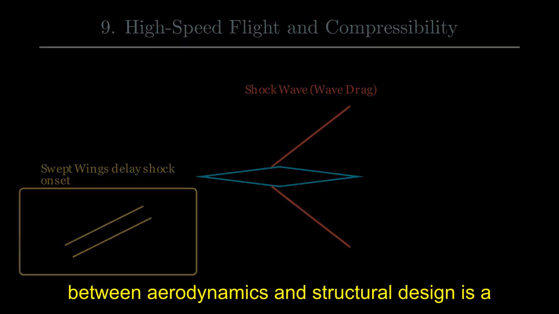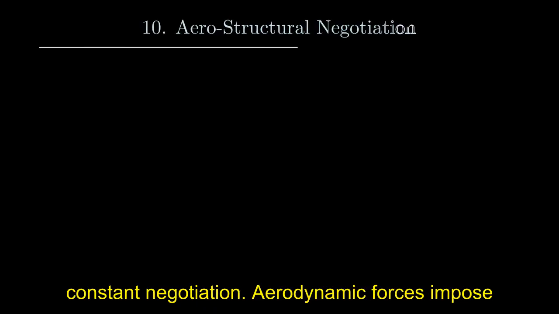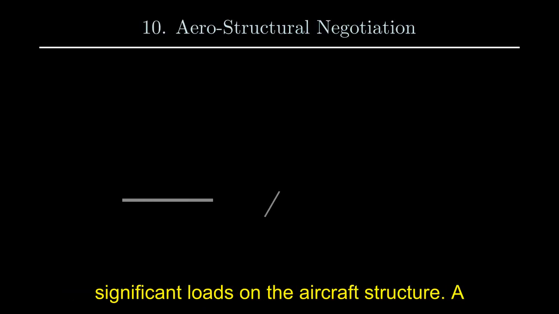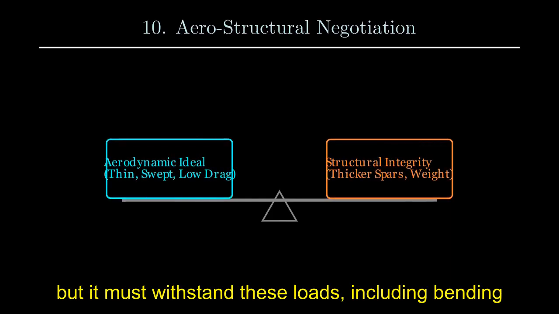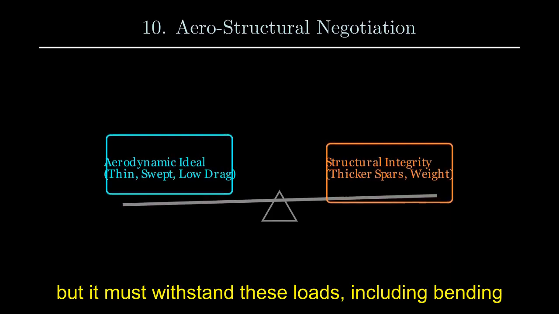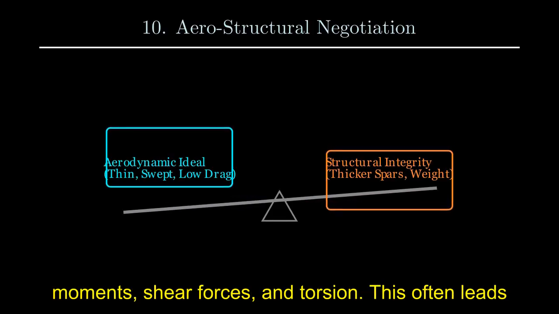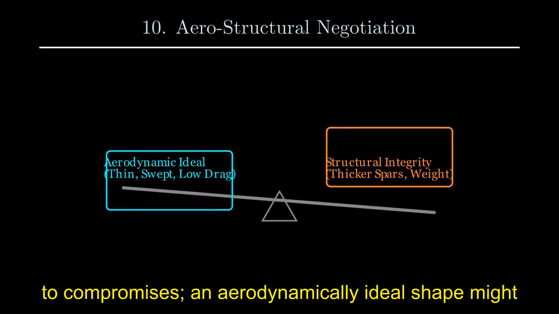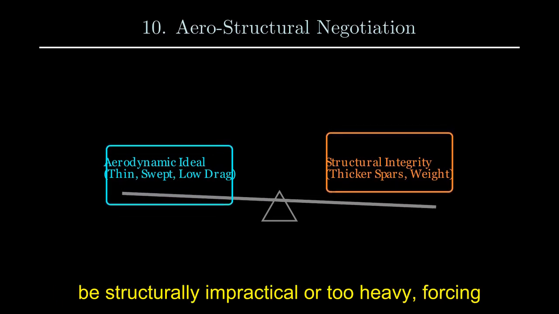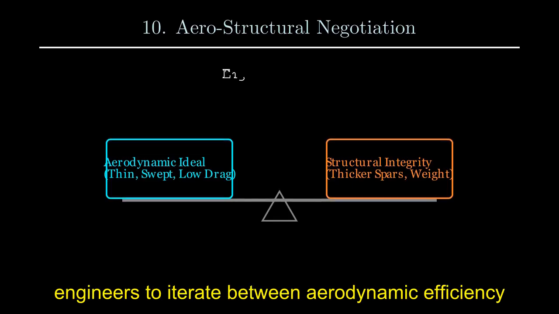The interaction between aerodynamics and structural design is a constant negotiation. Aerodynamic forces impose significant loads on the aircraft structure. A lightweight structure is desirable for performance, but it must withstand these loads, including bending moments, shear forces, and torsion. This often leads to compromises. An aerodynamically ideal shape might be structurally impractical or too heavy, forcing engineers to iterate between aerodynamic efficiency and structural integrity.